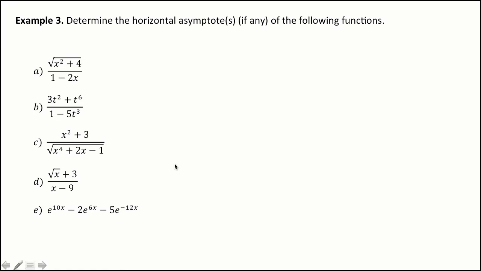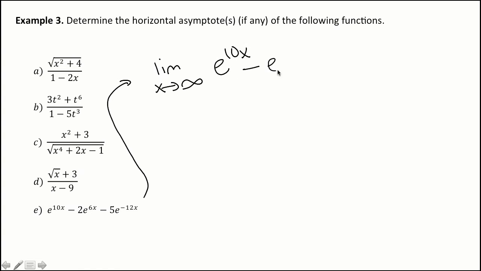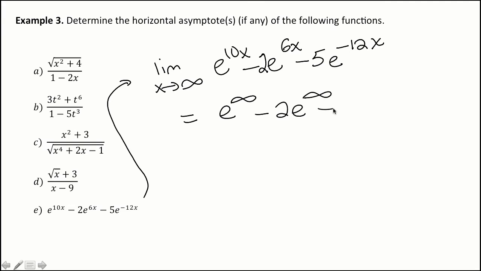Okay, now we're going to do the last part of this example. Okay, so for now we're just going to plug in infinity and see what we get. So we get e to the 10 times infinity, which is e to the infinity. E to the 6 times infinity, which is infinity. And we get negative infinity. Remember that this is going to become 0 because this is the same thing as 5 over e to the infinity. And e to the infinity is infinity, so you get 5 over infinity, which is 0. So this part goes to 0.